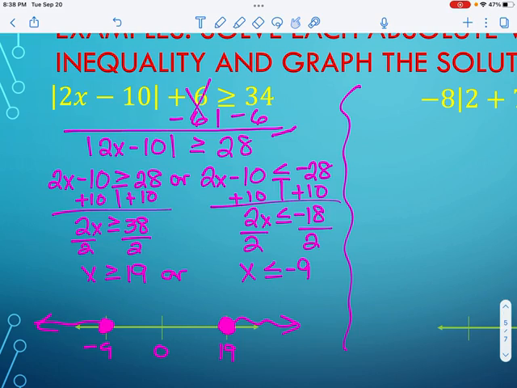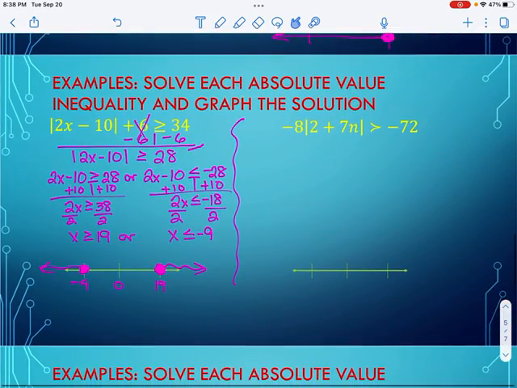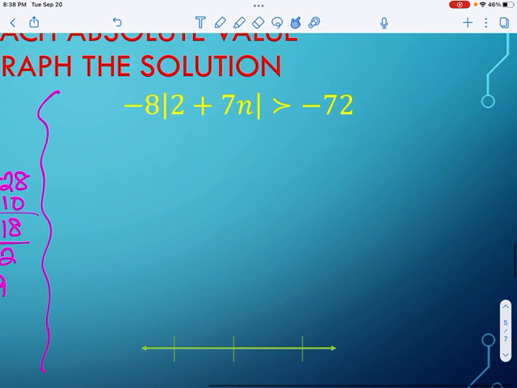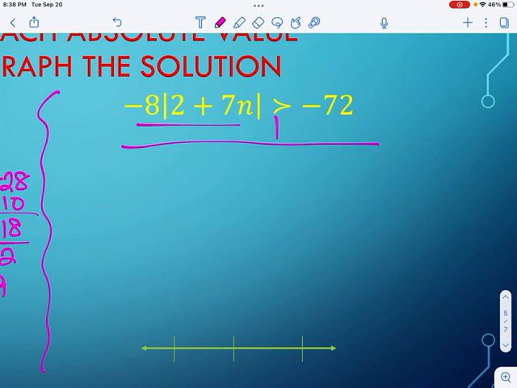Okay, let's try another one. So over here, once again, we need to do some isolating. We need to get that absolute value by itself. So you should recognize that it's -8 times that. So to undo that, we're going to divide by -8. That's going to leave our absolute value as 2 plus 7n.